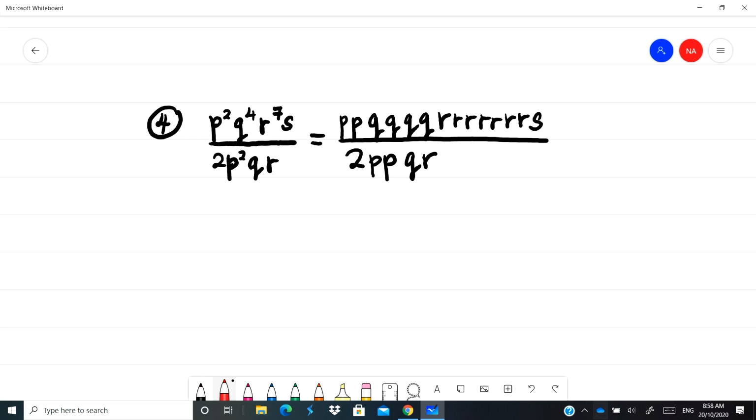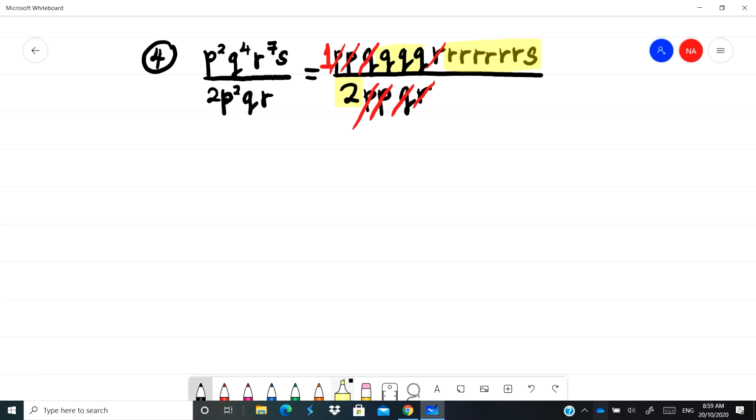P, Q, R. Potong. 2 dengan tak ada apa-apa dekat atas, so tak boleh nak potong. So biar ada 2 dekat bawah. Maksudnya ada 1 dekat atas. Okey, tak tulislah 1 tu. Right now potong P dengan P. 1, 2 atas bawah, no more, right? So Q 1 atas bawah. R atas bawah. Right? So tengok apa yang tinggal. Q kuasa 3, R kuasa 6. And then we have this S, and then we have 2 dekat bawah. Alright, so something like this.